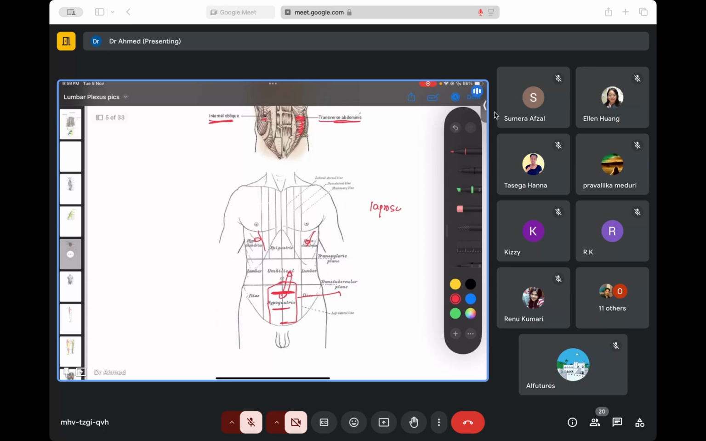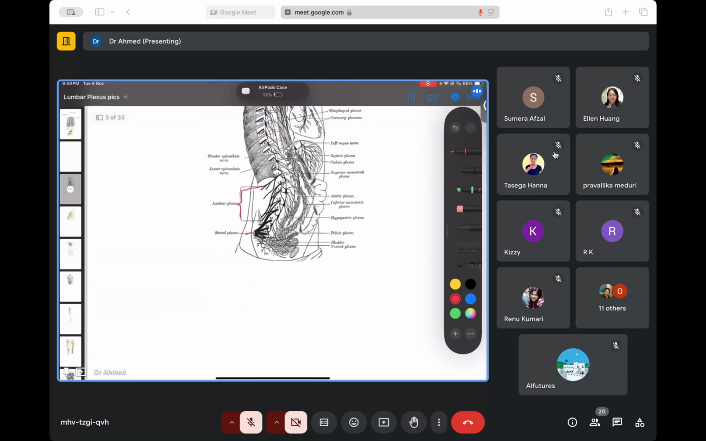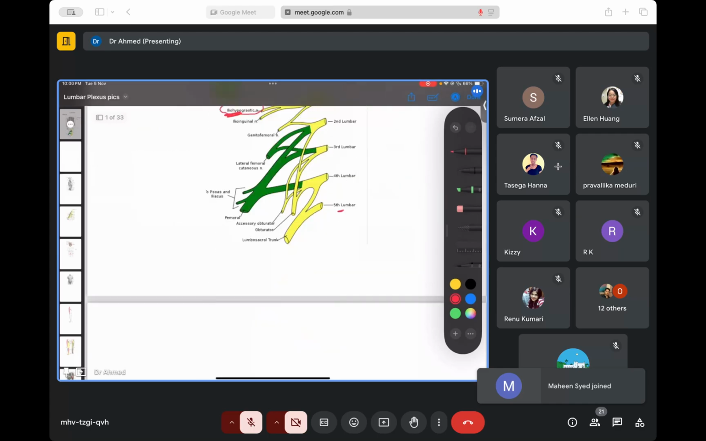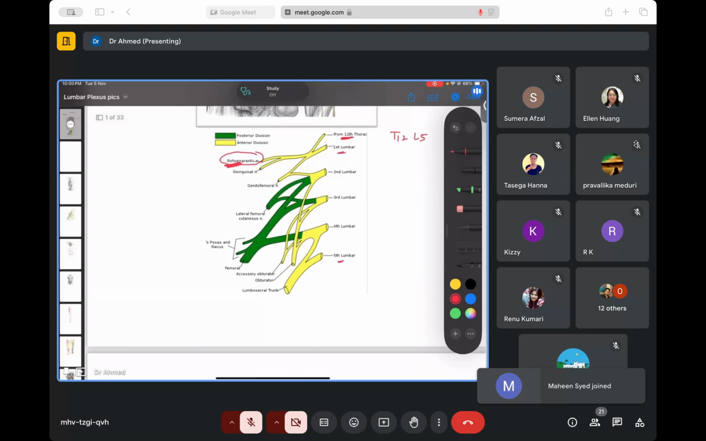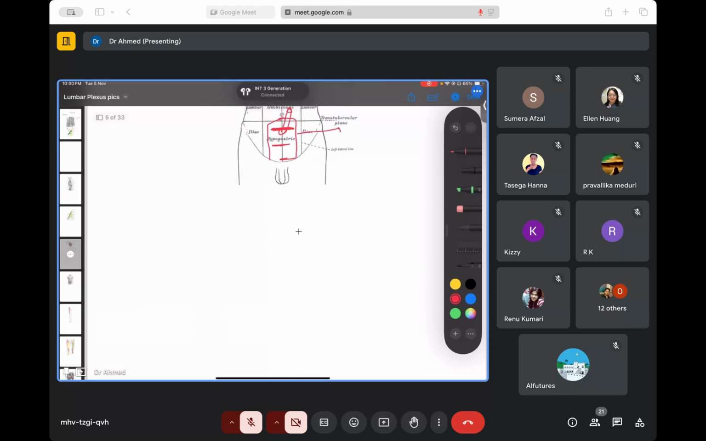So the second nerve which we'll be discussing is the genitofemoral nerve. Here you guys can see the genitofemoral nerve basically arises from the L1 lumbar and L2 lumbar. Here you can see it forms the genitofemoral. So as the name indicates, genitofemoral. Can you guys tell me it's going to supply which parts? It is genital.